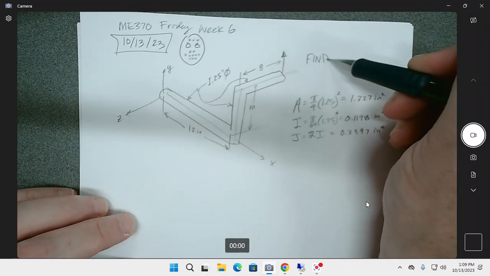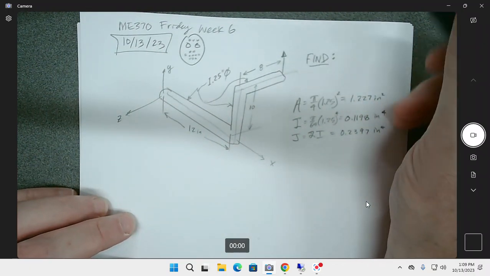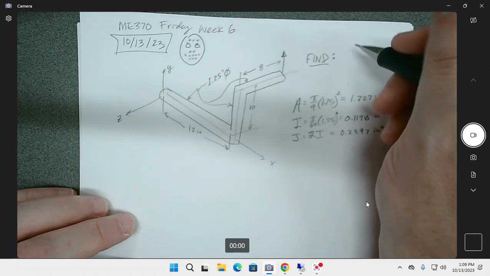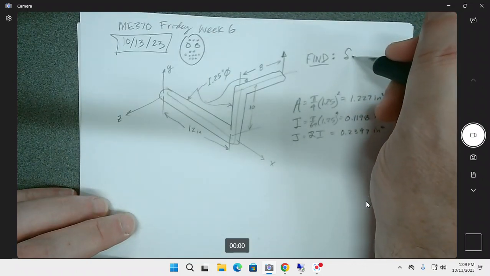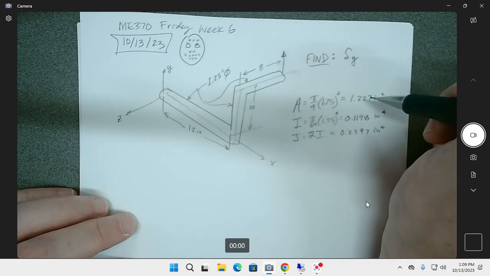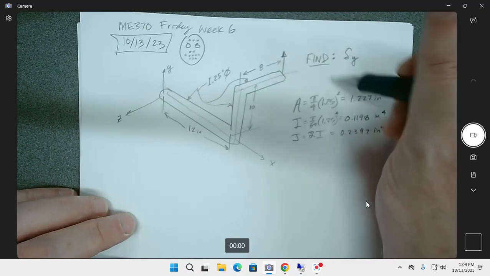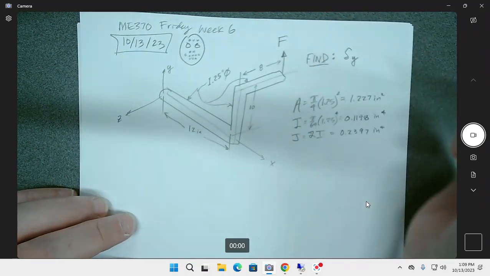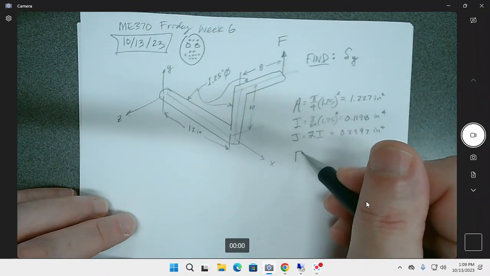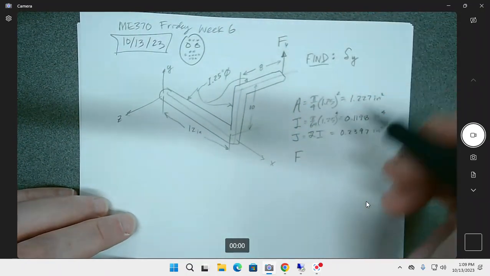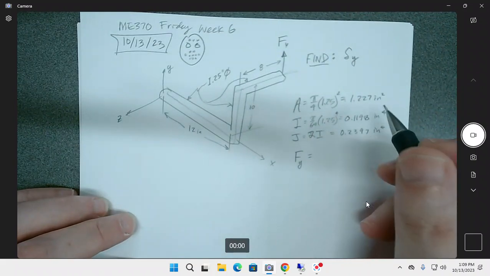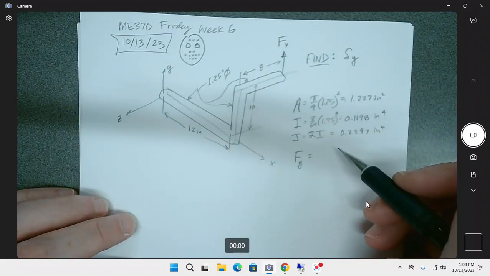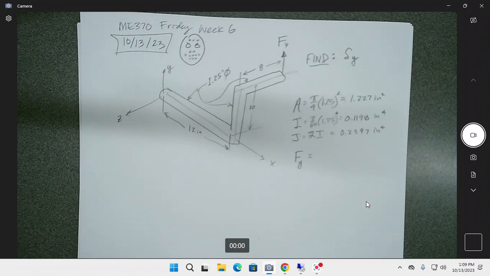We have to find delta y, the same direction as this F. And let's decide that that F, we'll call it Fy. What do you think a reasonable size is? Can you picture this thing? It's about 12 inches long.